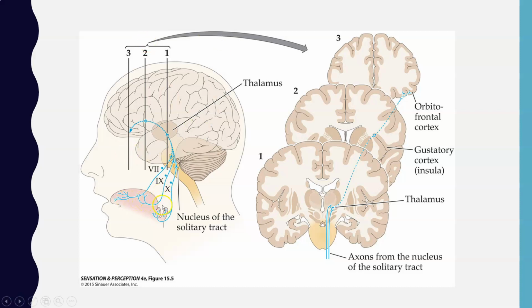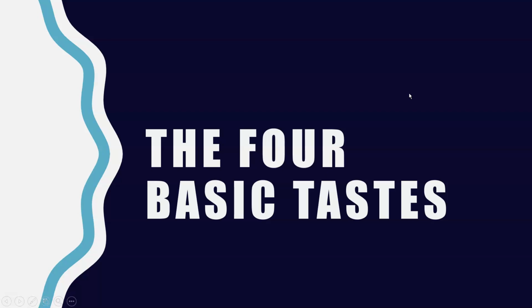So we have our 3 cranial nerves, 7, 9, and 10, making contact with the nucleus of the solitary tract and the pons and medulla before going to the thalamus. So here we can see our thalamus, then it goes to the insula before making contact with the orbitofrontal cortex.